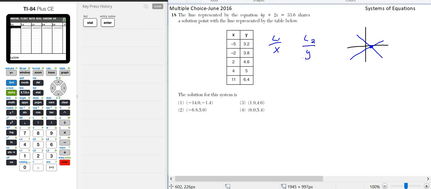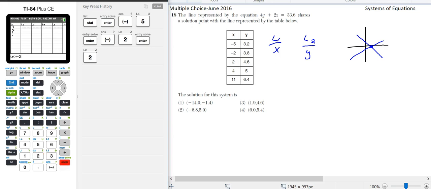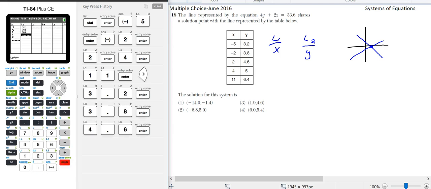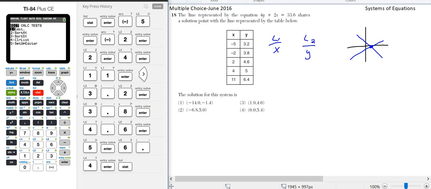So in L1, for our x values, we have -5, -2, 2, 4, and 11. And for L2, for our y values, we have 3.2, 3.8, 4.6, 5, and 6.4.